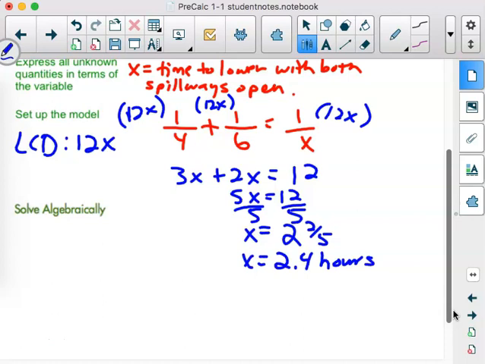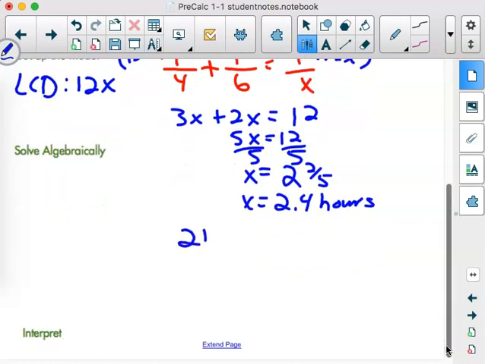But like I said, this is the city engineer, and he wants to tell the boss exactly how long this is going to take. He's not going to say 2.4 hours. He's going to say 2 hours and blank minutes. So what we would do is take that 0.4 times 60.